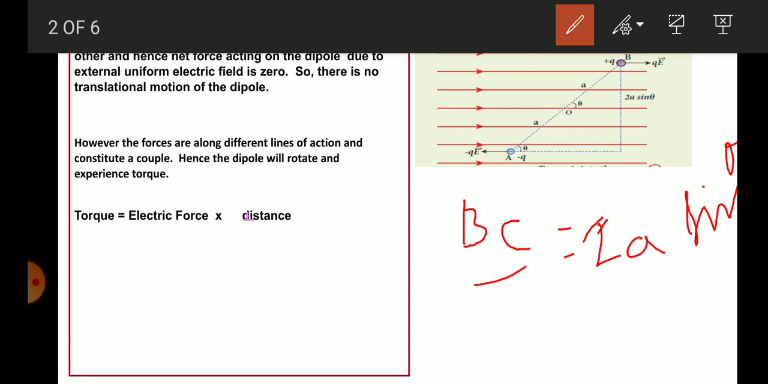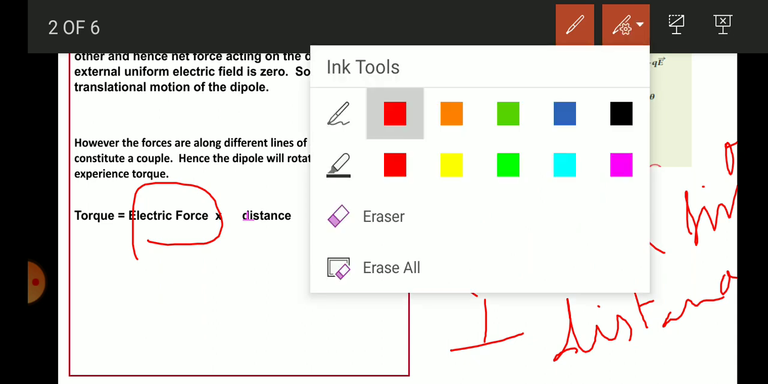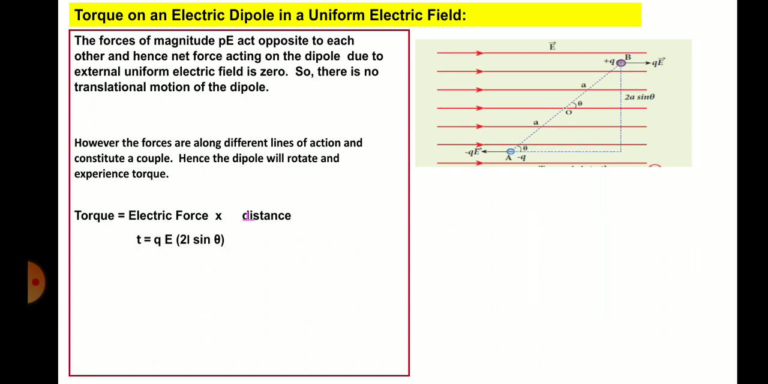So BC is the perpendicular distance. I calculated the perpendicular distance. Then the force due to the charge, that I also know, is plus QE or minus QE. I can take any one of the forces. Okay, then let me substitute the value of force in the torque formula.